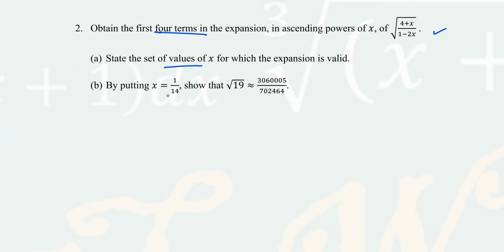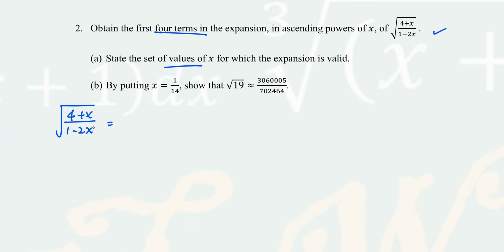Then, by putting x equals 1 over 14, show that square root 19 is approximately this fraction. Which means we are not using a calculator to get the fraction, but we are using the expansion. Since we need the first four terms of the expansion, firstly I must express it in the form 1 plus x to the power n. So I rewrite the question.